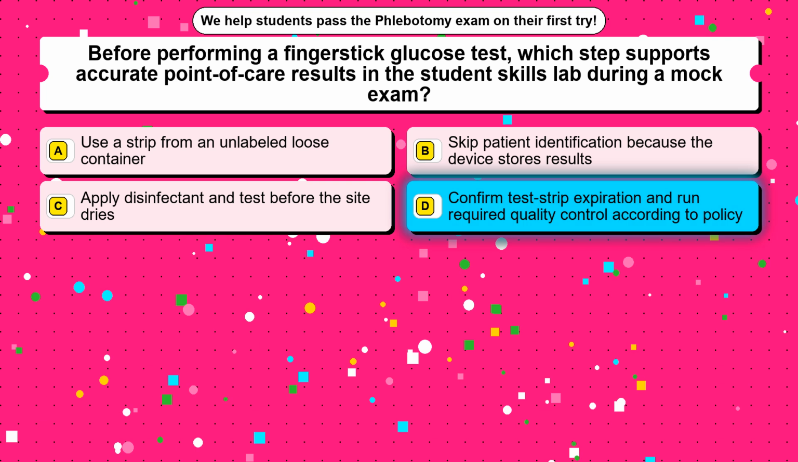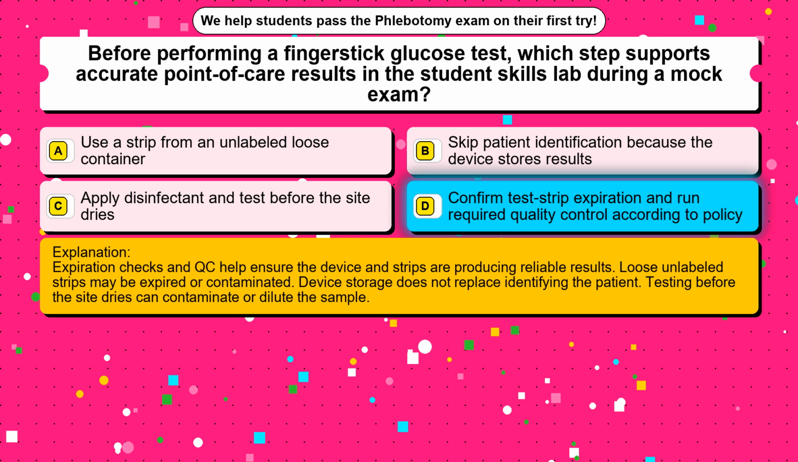The correct answer is option D. Confirm test strip expiration and run required quality control according to policy. Expiration checks and QC help ensure the device and strips are producing reliable results. Loose unlabeled strips may be expired or contaminated. Device storage does not replace identifying the patient. Testing before the site dries can contaminate or dilute the sample.